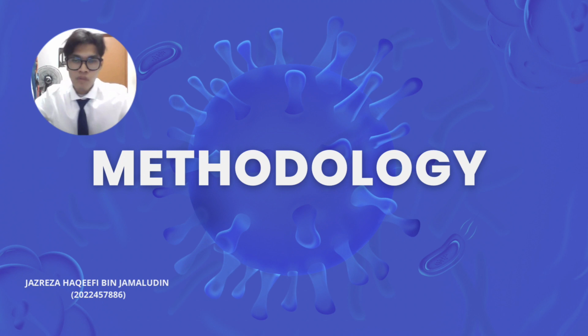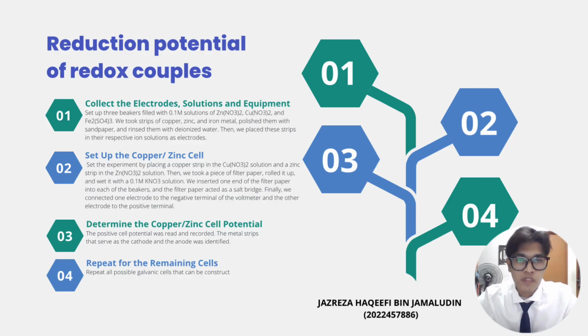Okay, now I will present to you the methodology. Our methodology is divided into three parts: first, reduction potential; second, the effect of concentration; and the third one is about the Nernst equation. Okay, we move to the first part, which is the reduction potential of redox couples.